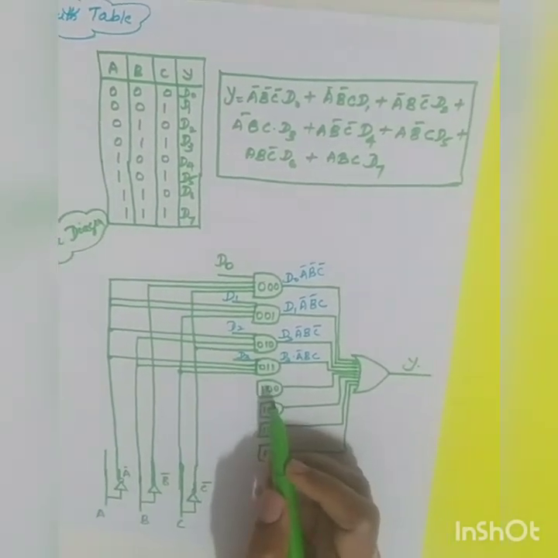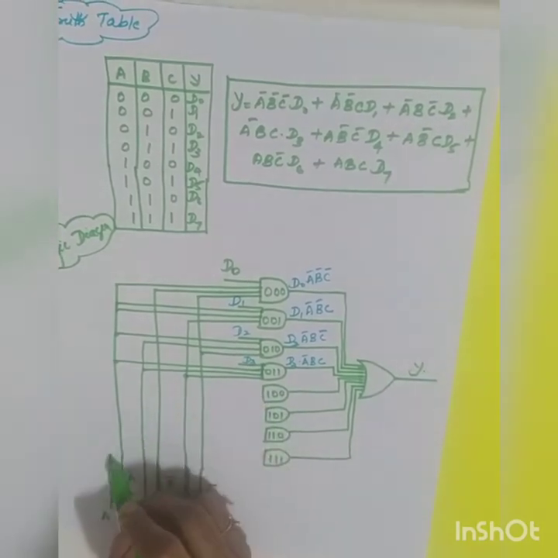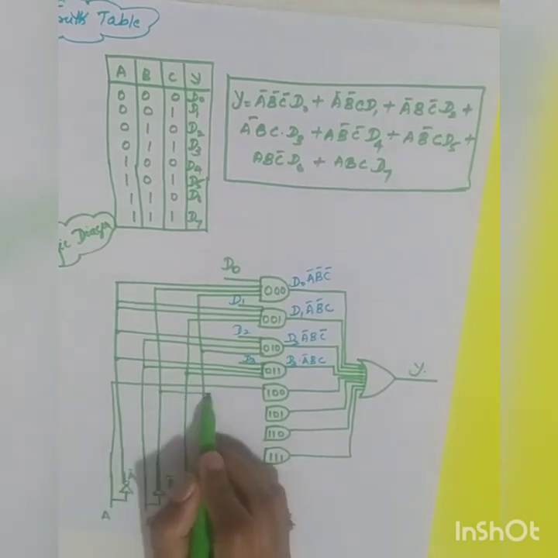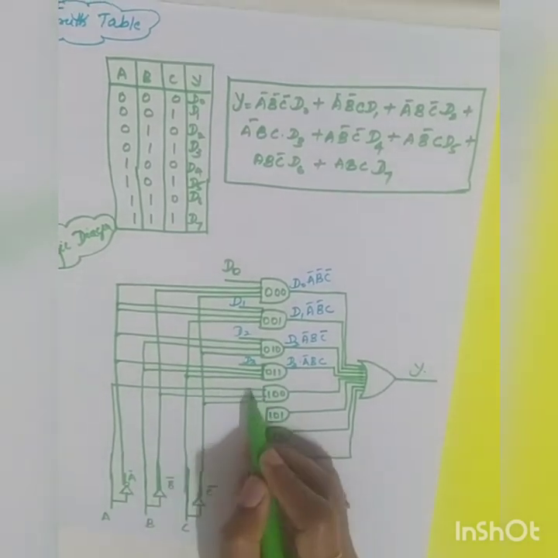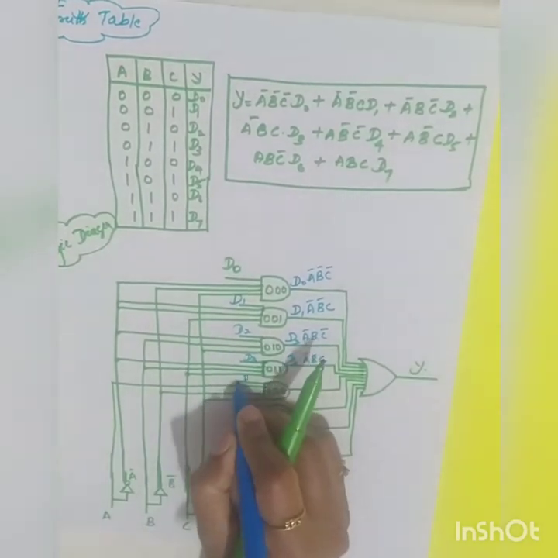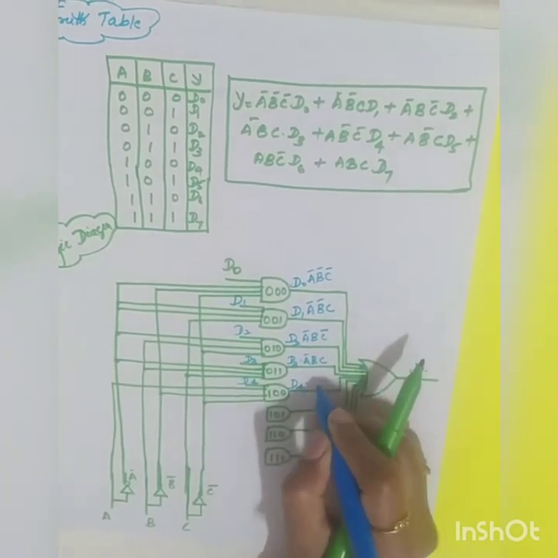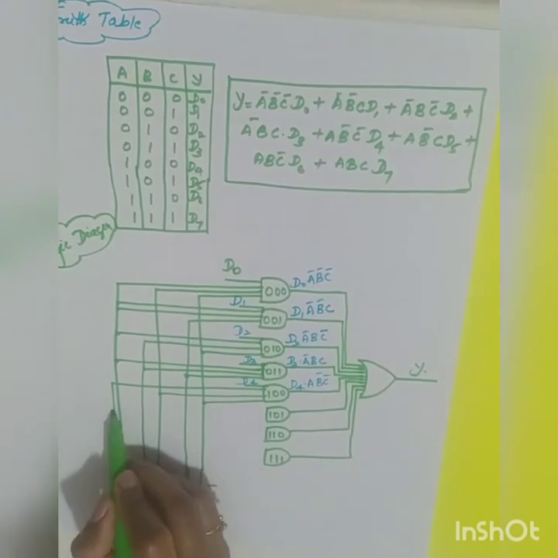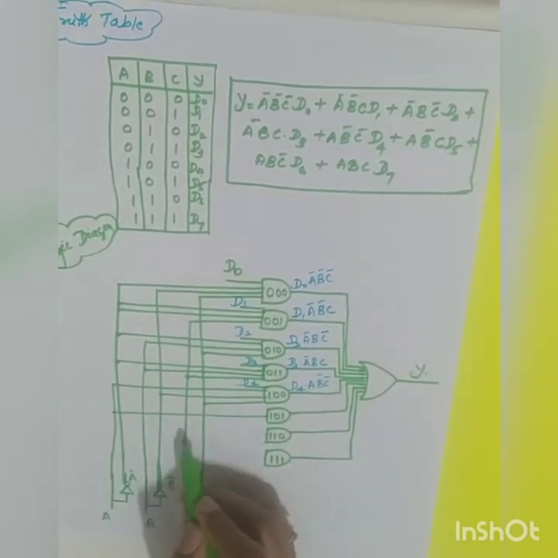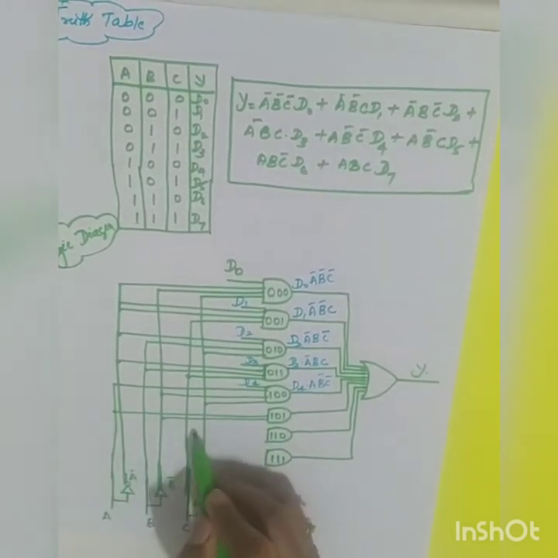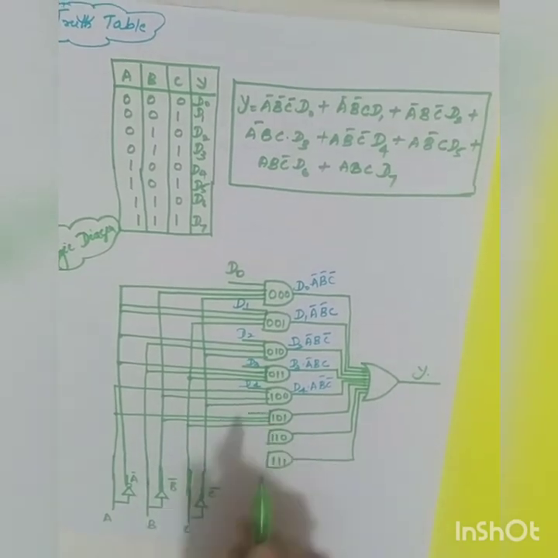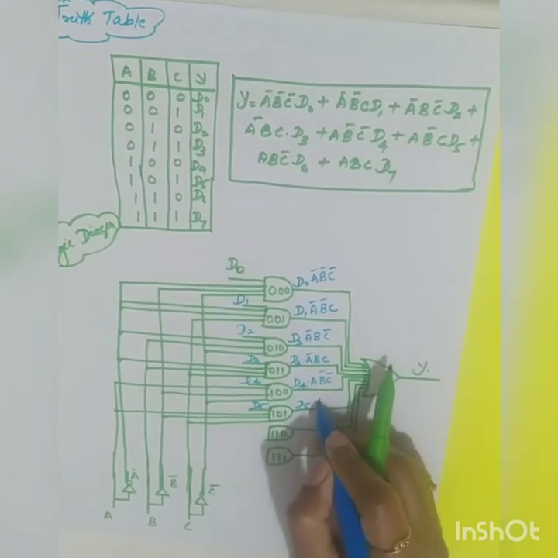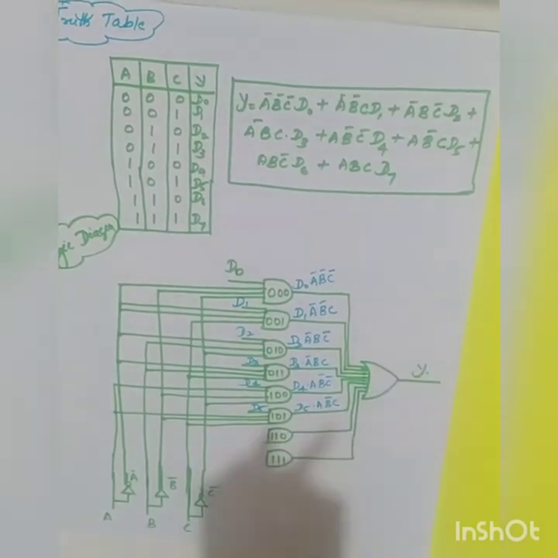What will be your next one? A. So you will be having the first A, B bar, C bar. Next input will be your D4. So it will be equal to D4 into A, B bar, C bar. Then you have again A, B bar, C. Next input is your D5. So here it will be equal to D5 into A, B bar, C.